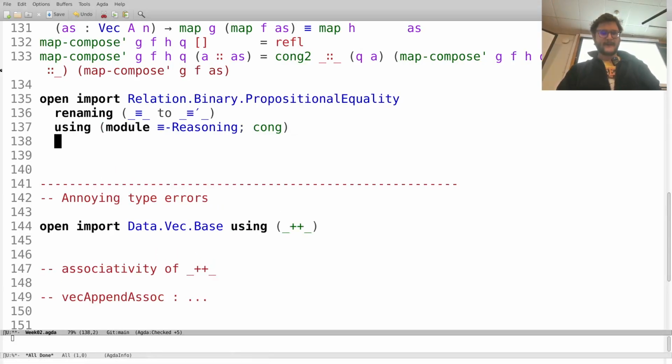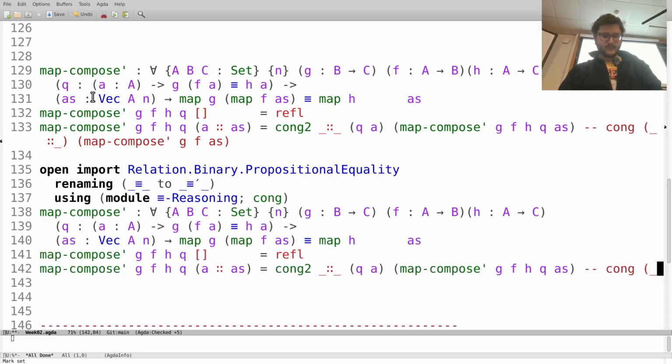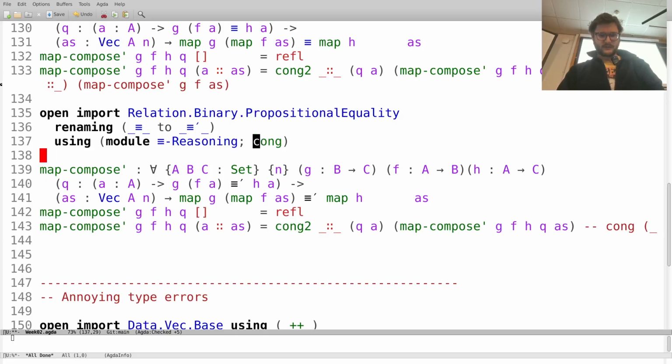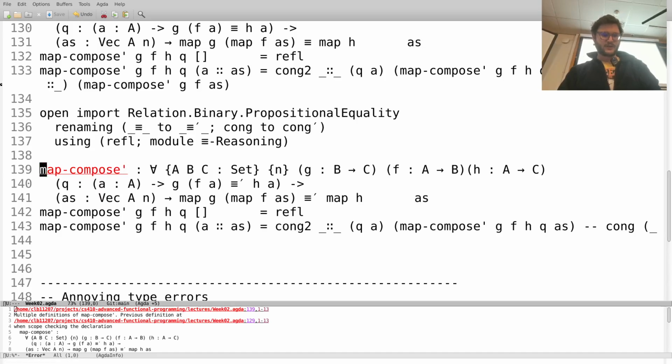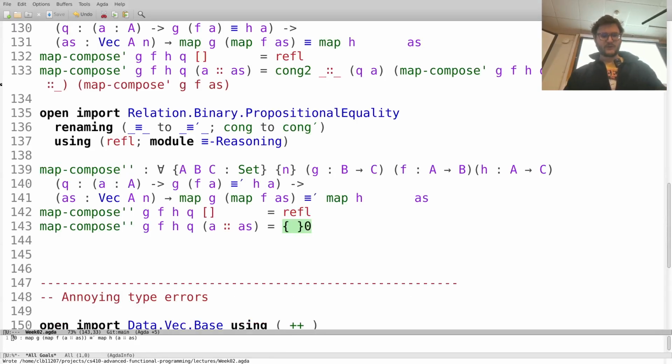Okay, so now I want to state exactly the same thing, but using the equality from the standard library. The definitions are going to be clashing, so Cong to Cong prime. And I want to keep using REFL. So REFL is a constructor, so we're fine.